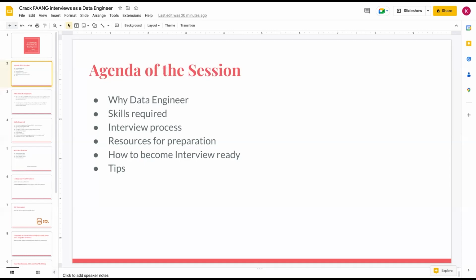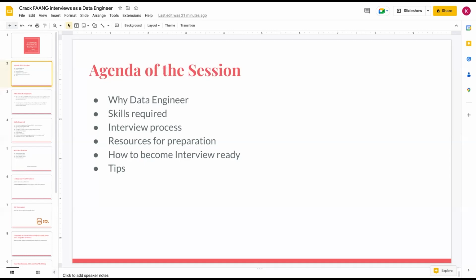The second thing that we'll be talking about is what skills are required. In this, I'll be explaining all the basic skills that will be needed as a part of a data engineering role, and what the basic expectations from a candidate are. The third thing is the interview process. There I'll be discussing in general, which means I'll be targeting both FAANG and non-FAANG companies. The next thing is what exactly the resources are that you are required to prepare for pursuing this role and cracking the interviews.